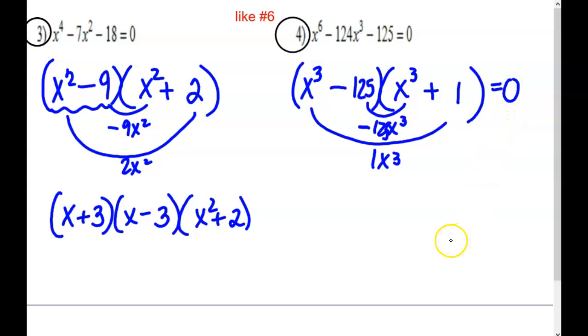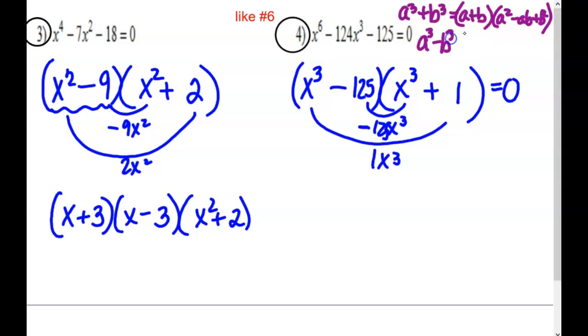Do you remember how to factor a cubic? Okay, let me put the rules up here. A cubed plus b cubed equals a plus b times a squared minus ab plus b squared. And an a cubed minus b cubed is an a minus b times a squared plus ab plus b squared. That's the SOAP thing. All right, so we got a lot more work to do on this problem.